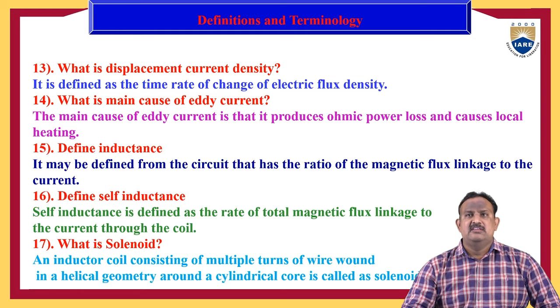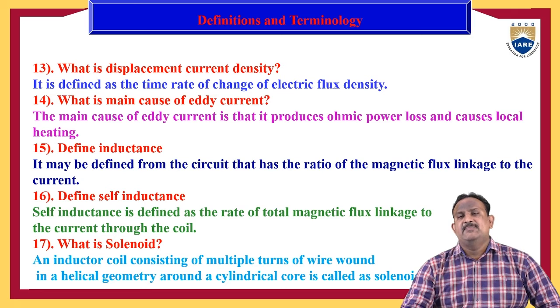So what is the main cause of eddy current? The main cause of eddy current is that it produces ohmic power loss and causes local heating. Next, define inductance. It may be defined from the circuit as the ratio of the magnetic flux linkage to the current. Define self-inductance.